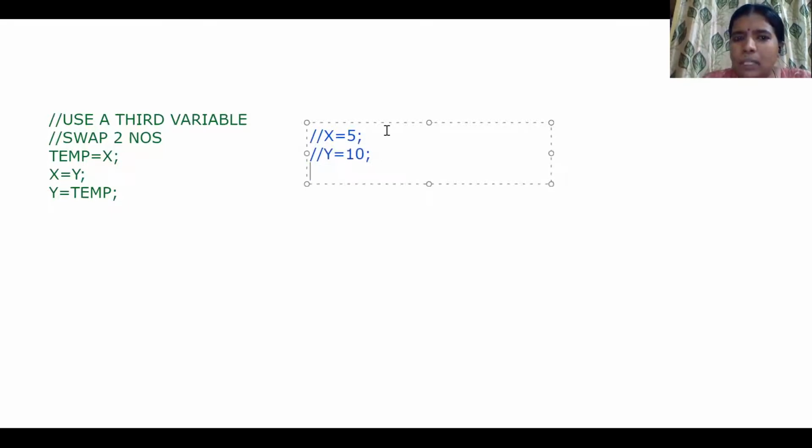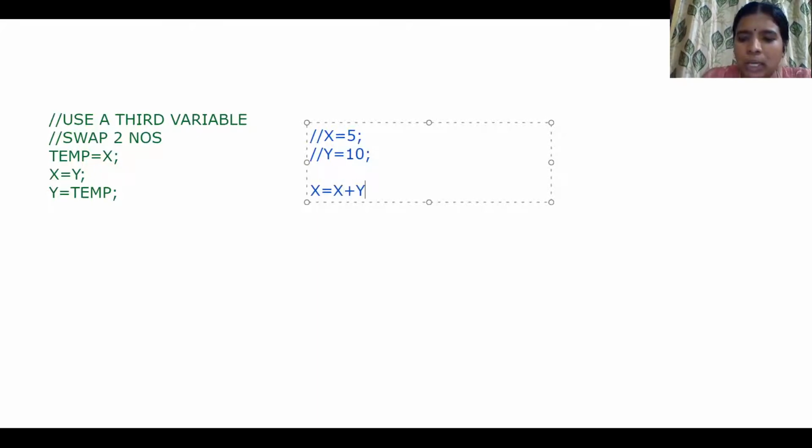Okay, now let me just write this instruction. Please just go through. I'm summing up x and y, but storing it in x. So what does this imply? Please just see. Summing up x and y, but storing in x. So therefore, what is x? 5. What is y? 10. What is 5 plus 10?